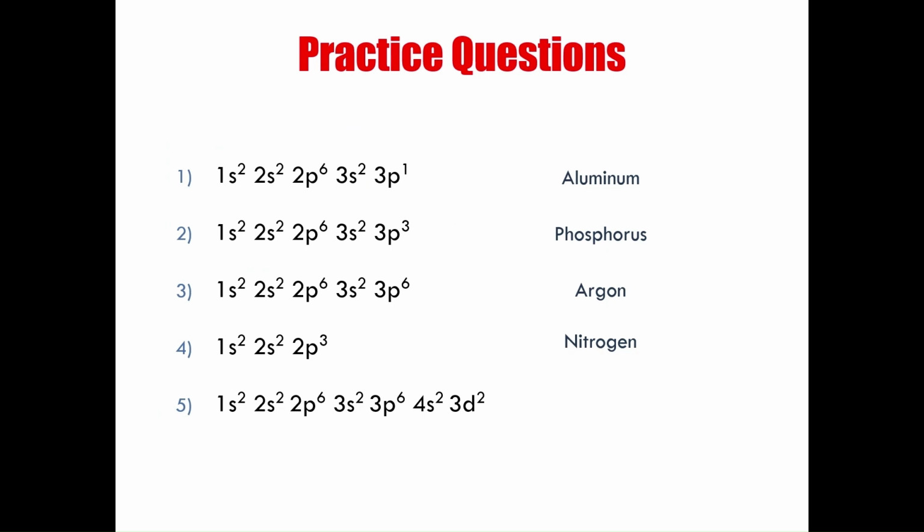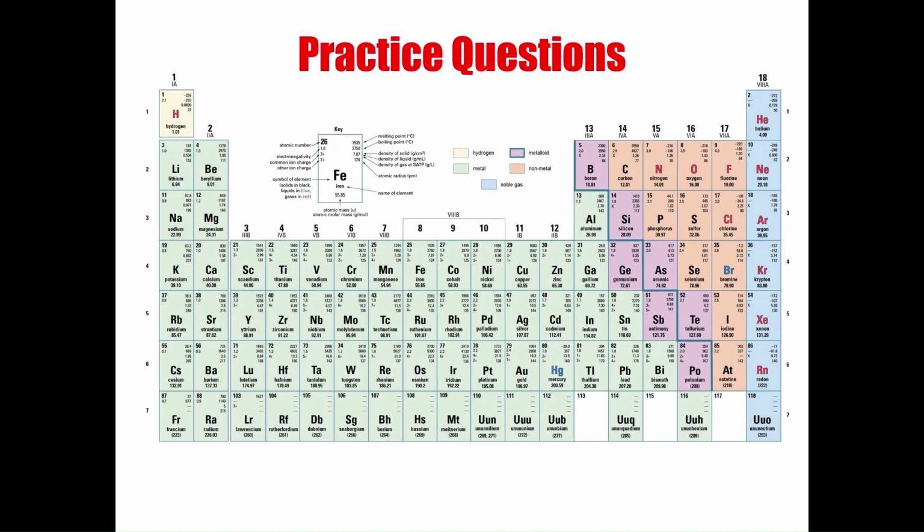And lastly, for the fifth question, 3d2. Here, it's asking us to look in the d block. And so, third energy level. Where is the d block? You must remember that the d block actually comes after the 4s orbitals. And so the d block is actually located between element 21 and element 30. It's asking us for the second element in the d block, so that would be titanium.